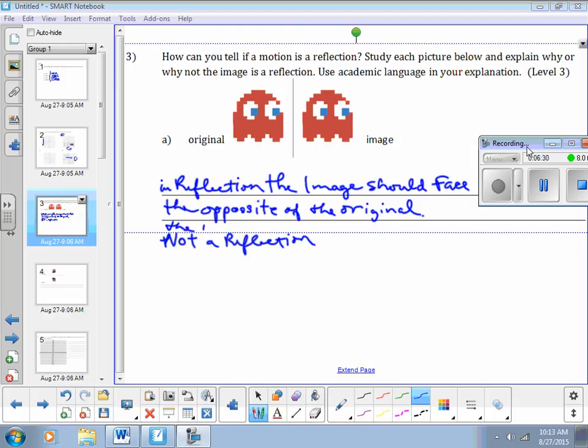I would state the image above is not a reflection, but it's asking you, explain why. If you put that, that doesn't mean you got the full answer. You didn't answer the question completely. That's not enough. Why can I say it's not a reflection?